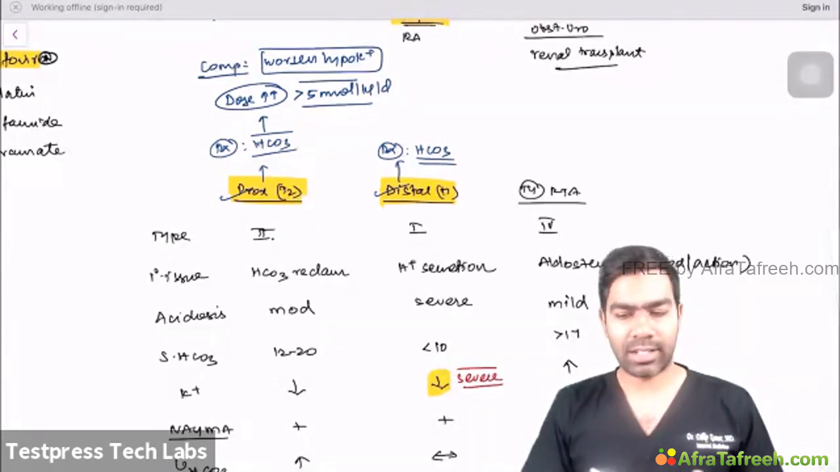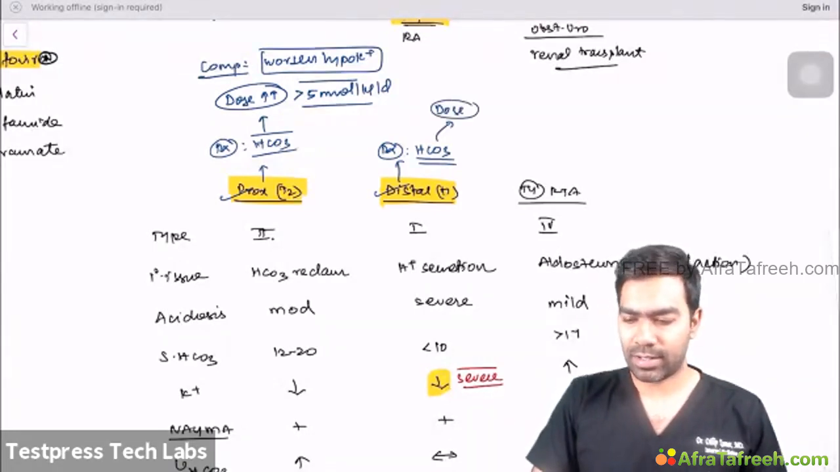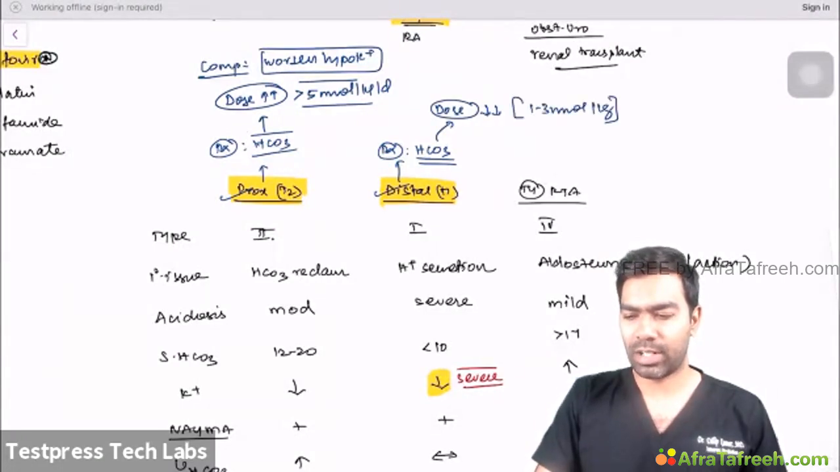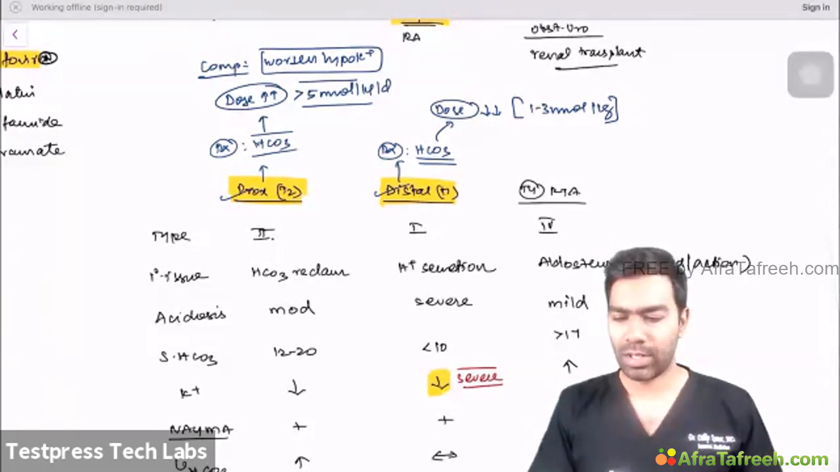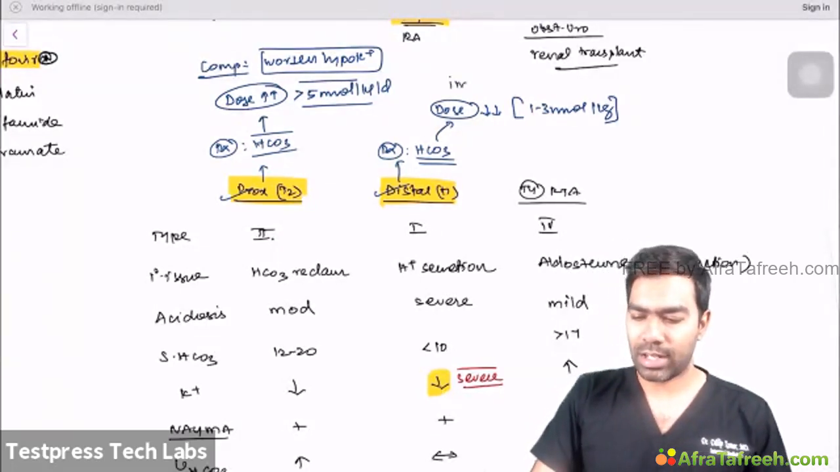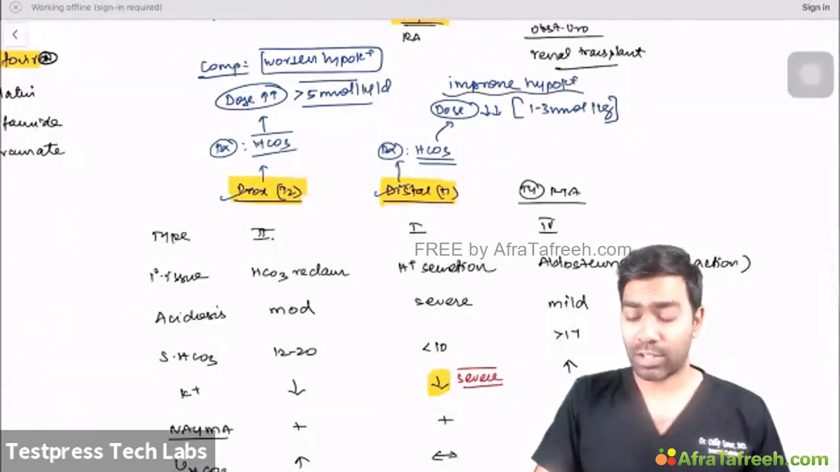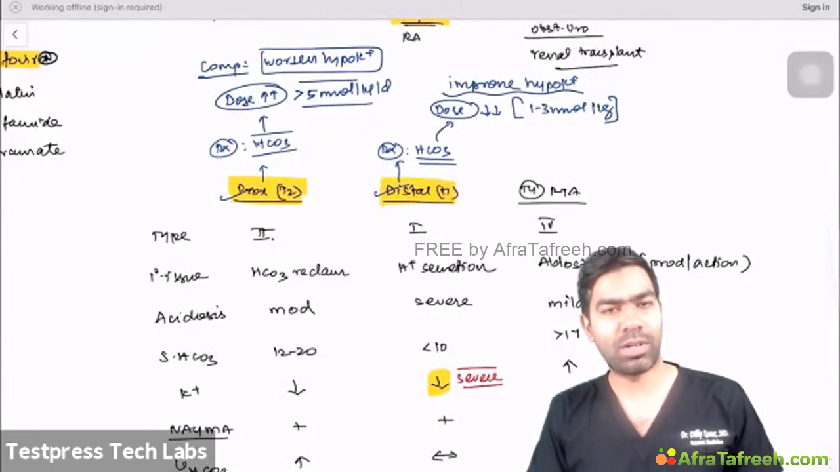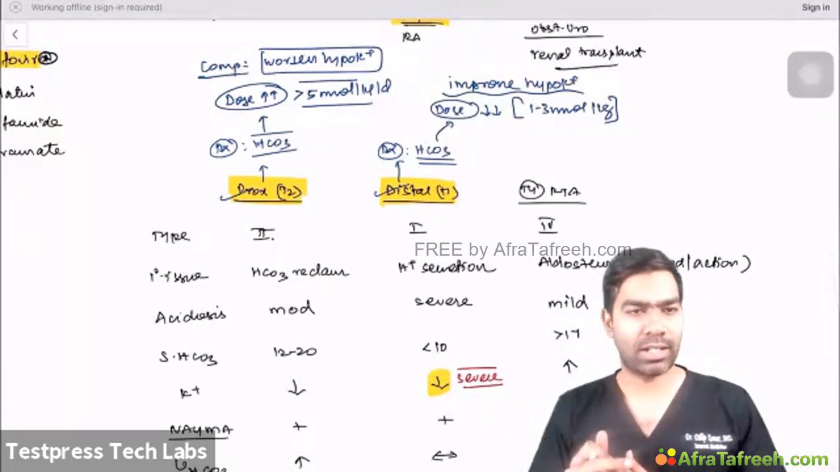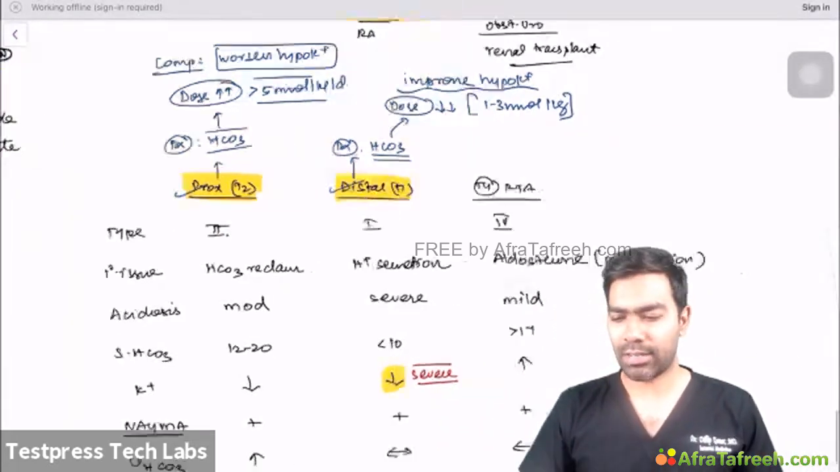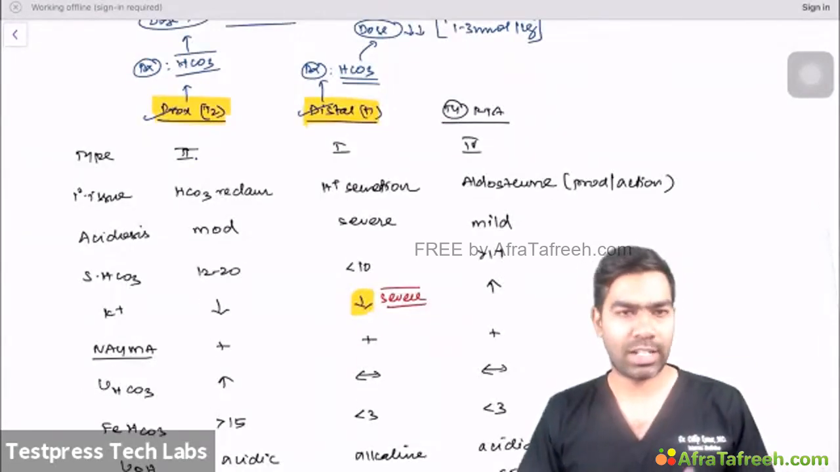As far as distal RTA is concerned, the dose required is quite less, typically in the range of 1 to 3 millimoles per kilogram. That much only you need for a distal RTA. But one important thing is the bicarbonate itself will try to improve hypokalemia, because once the acidosis is improved, that itself will improve hypokalemia. Remember, after giving bicarbonate, if it worsens hypokalemia, it's proximal RTA. If it improves hypokalemia, that is a distal renal tubular acidosis. That's again very important. The dose required is more for proximal, less for distal.